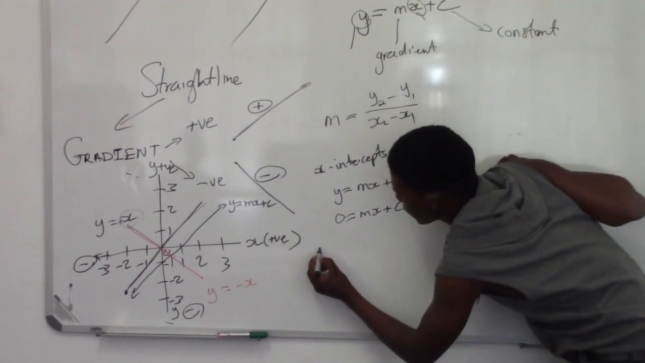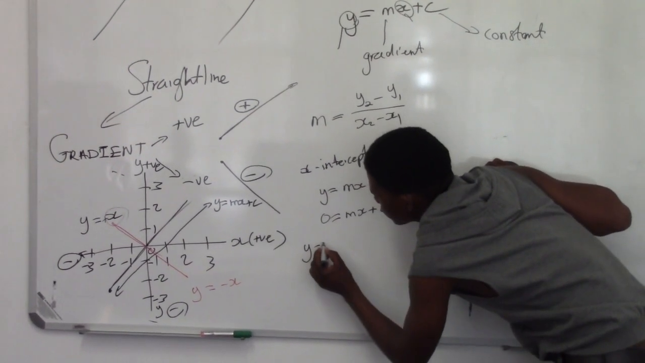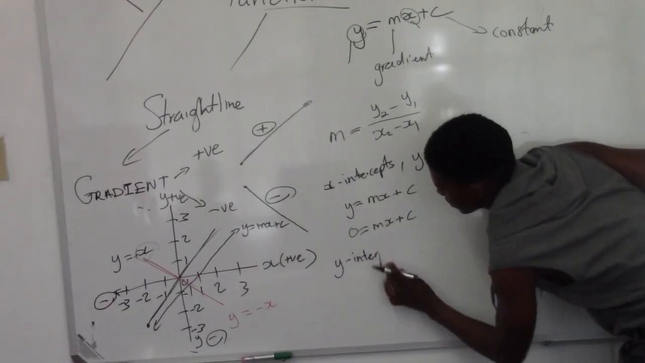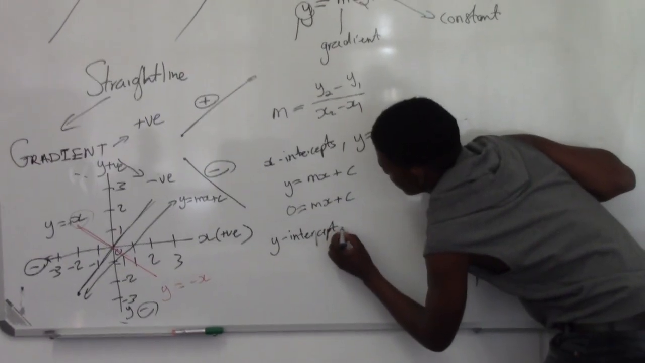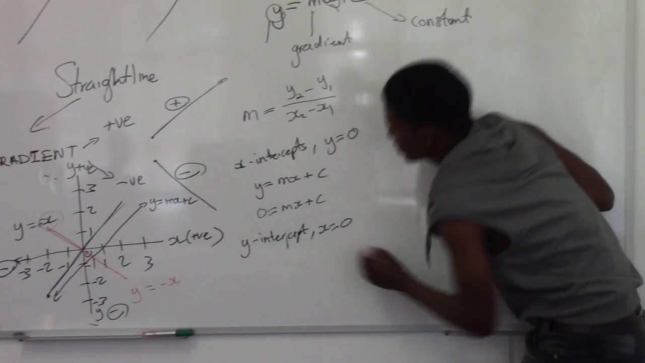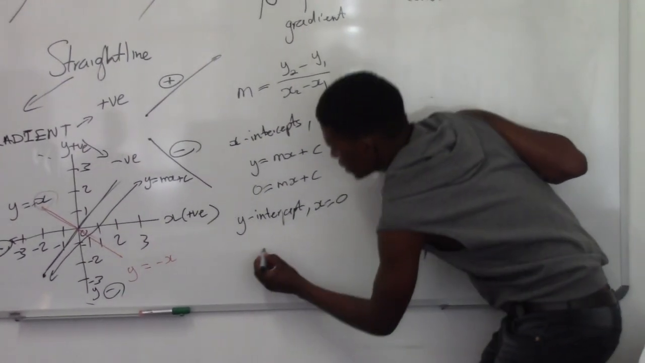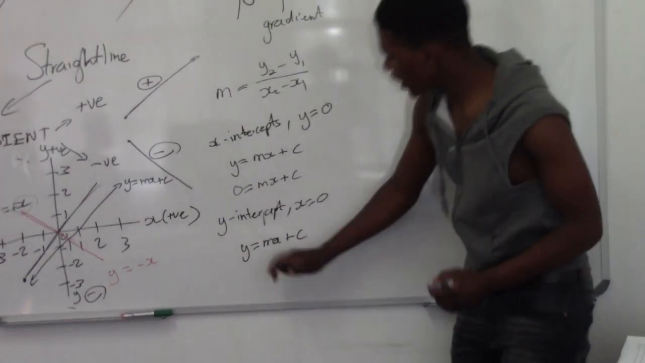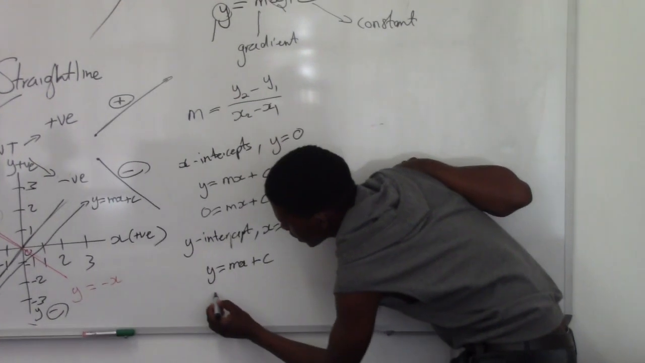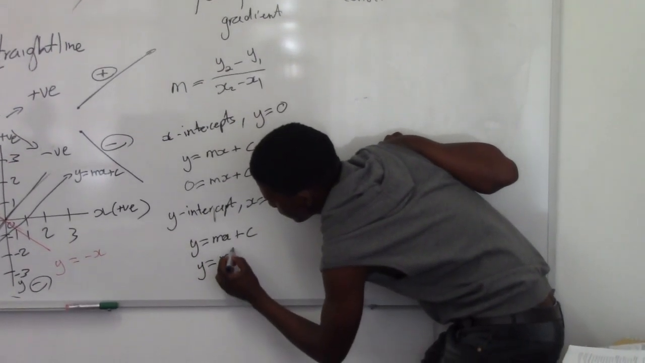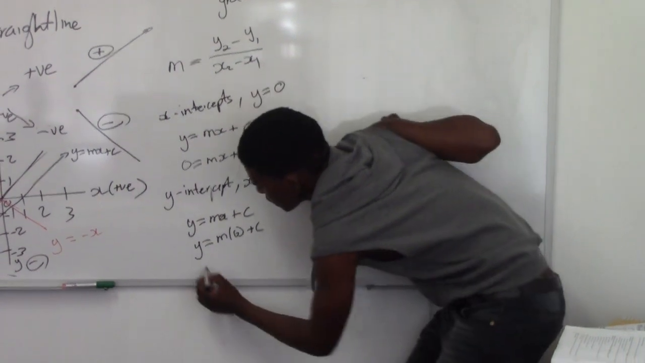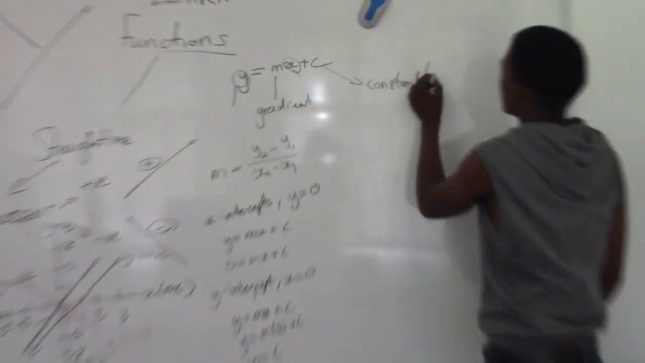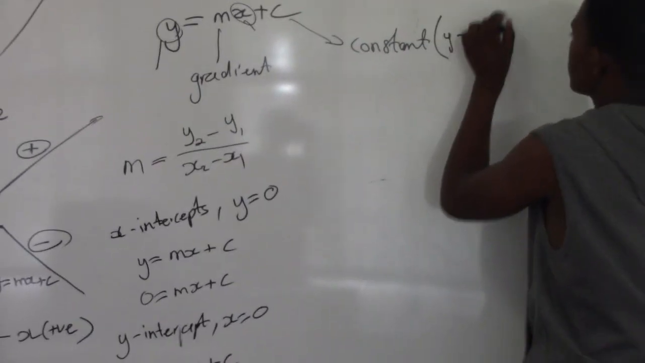Then let's say I want y, the y-intercept. Then I have to make my x to be equals to 0. So now, I'm having this equation, y is equals to mx plus c. If I substitute my 0 here, I will have y is equals to m0 plus c, then y is equals to c. So I can say my constant can also give me my y-intercept.